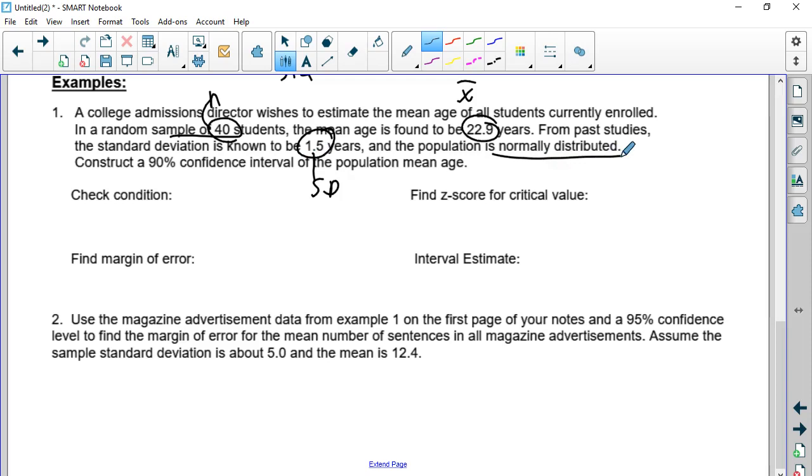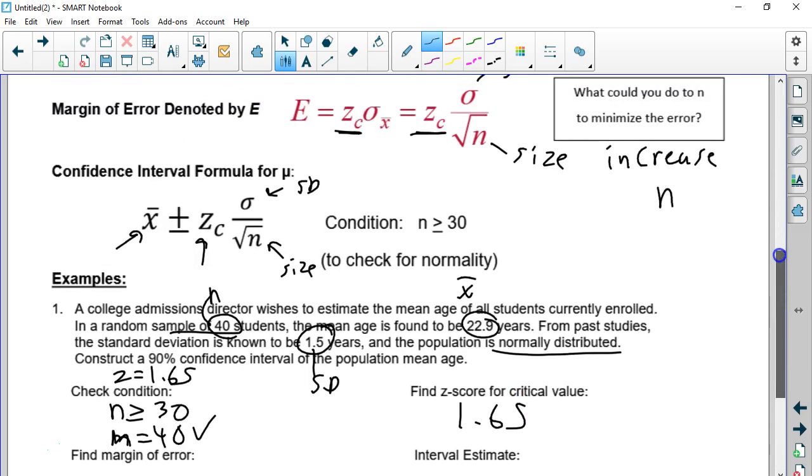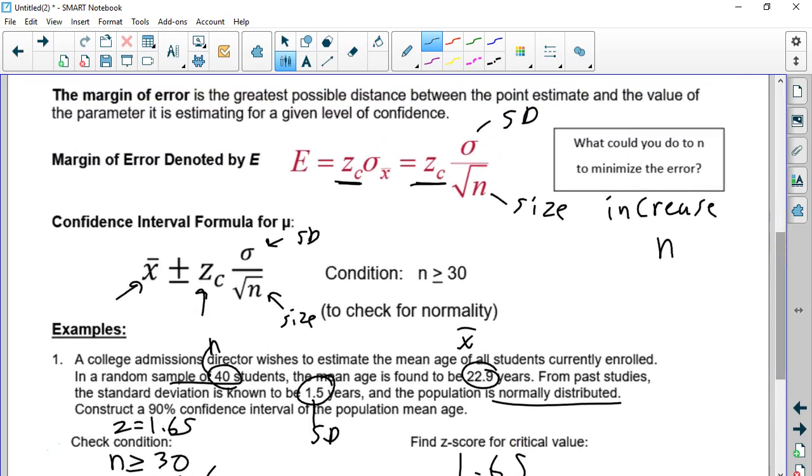As soon as I see 90%, I'm thinking a z-score of 1.65. And it's good to note that, to remind yourself. So, check my condition. Well, first off, I need to have greater than or equal to 30. My sample size is 40. Check. Find the z-score for the critical value. Like I said, that's going to be 1.65. Find the margin of error. Now, the margin of error, remember, that is just this part right here. Okay?